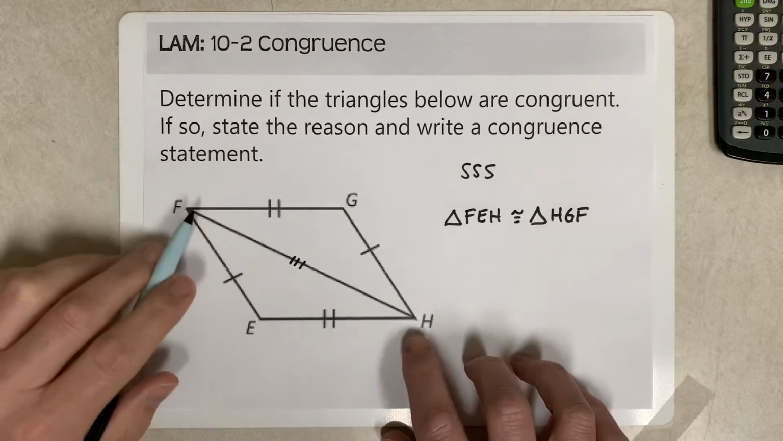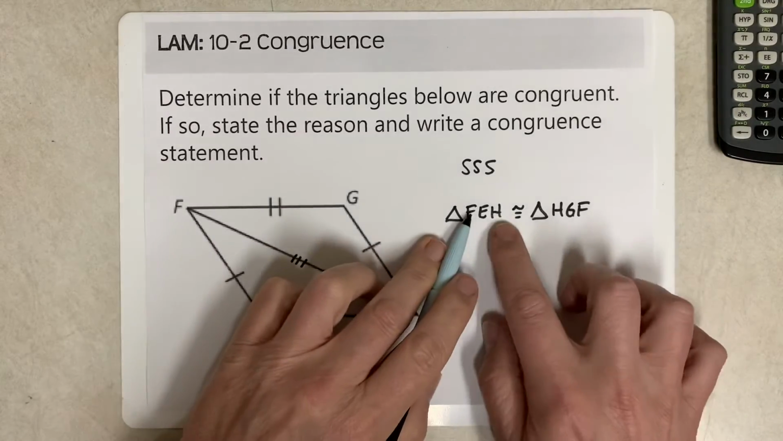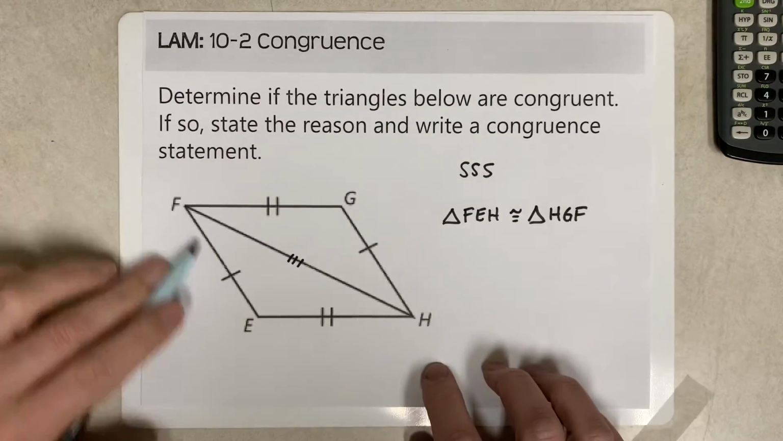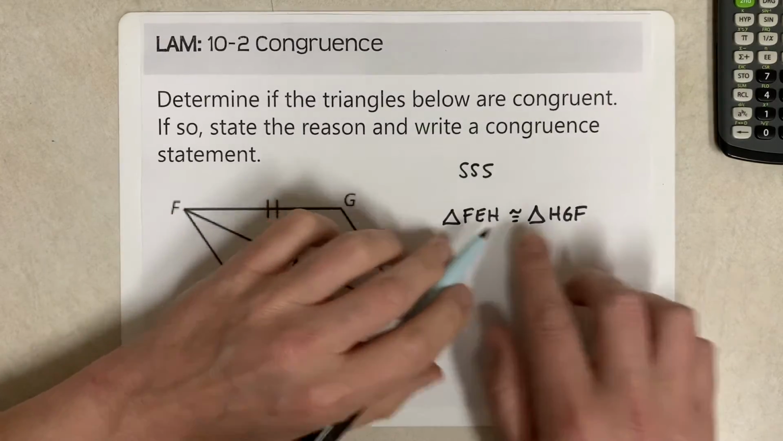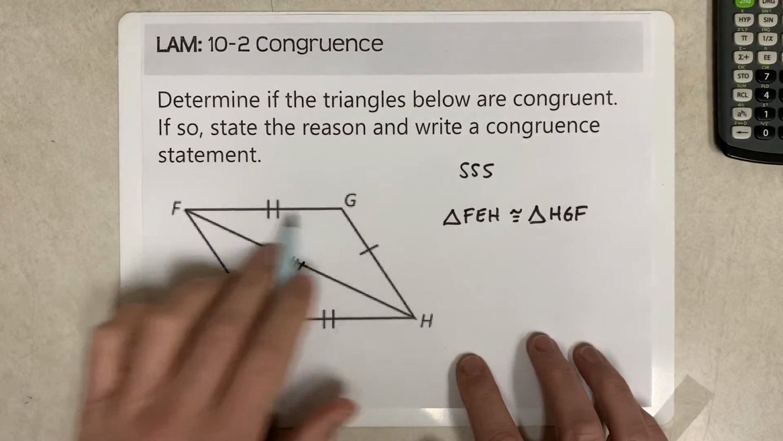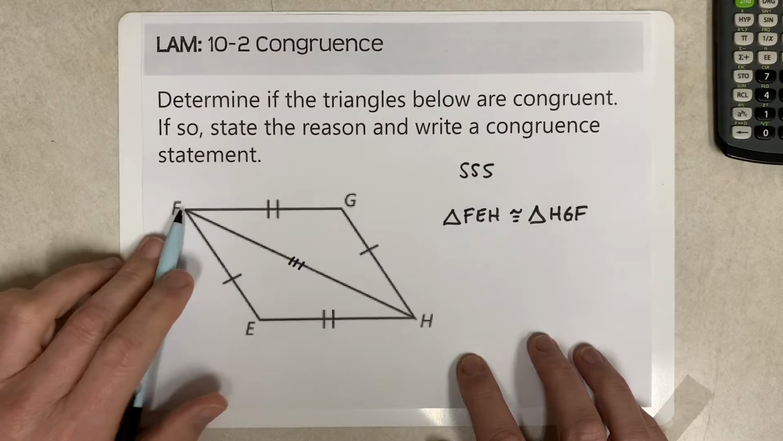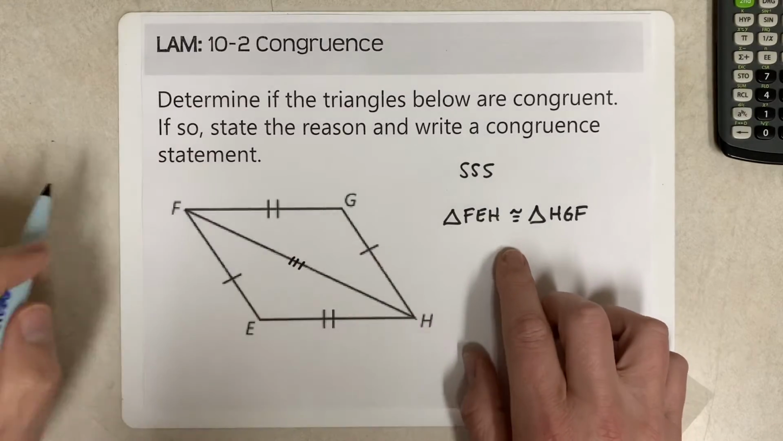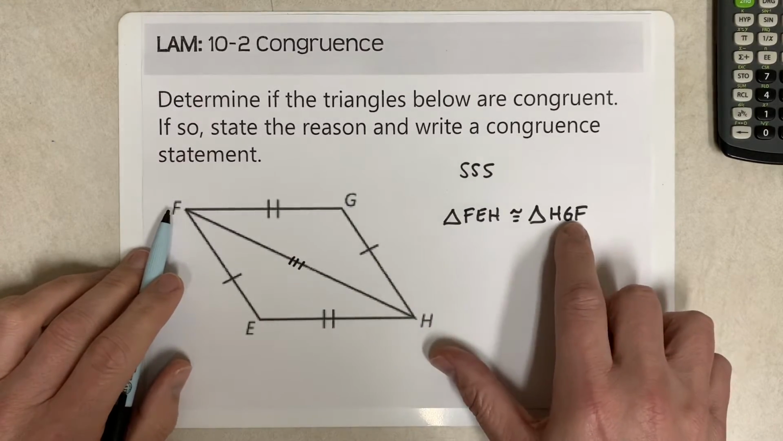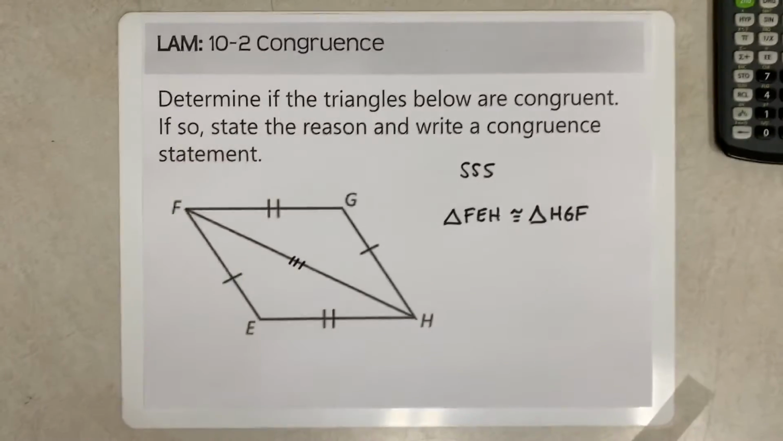Okay, let's check. Does FH match up to itself? FH, FH, yes. FE, GH, yes, and FG, EH. Let's see, FG, EH, yes. So everything matches up.